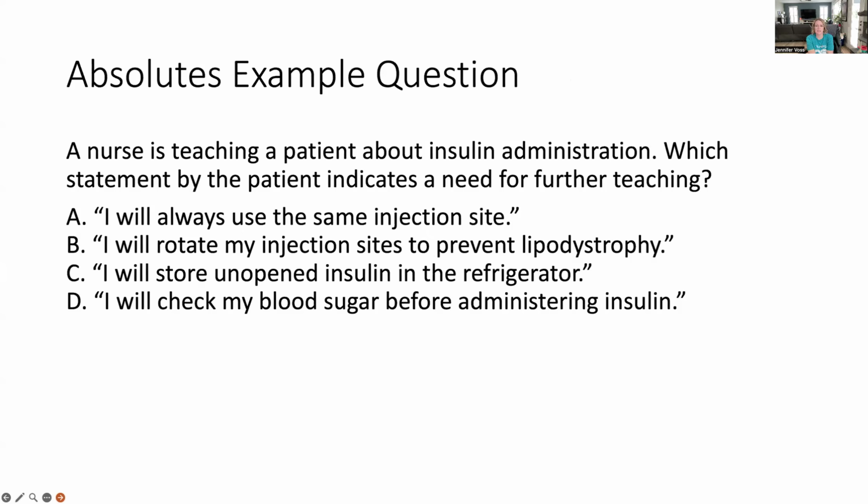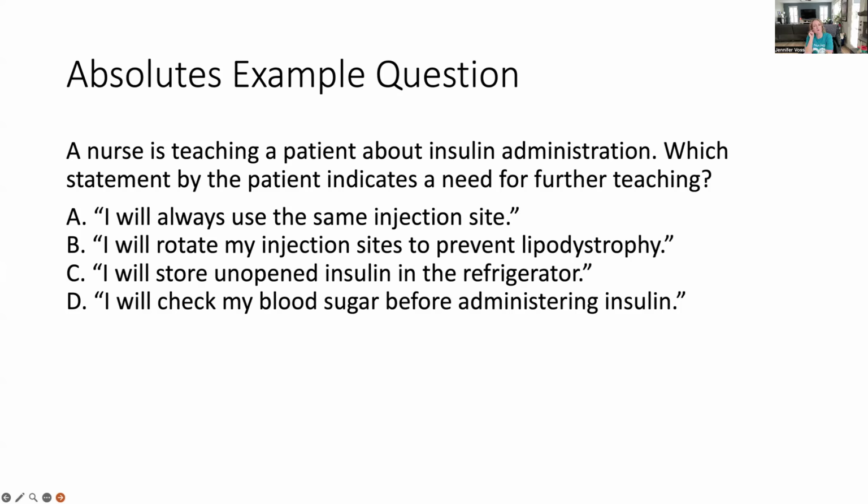A nurse is teaching a patient about insulin administration. Which statement by the patient indicates a need for further teaching? Ooh, so we have a negative polarity, right? Because we have "indicates a need for further teaching." So we are looking for a false statement. "I will always use the same injection site." Oh, well, we've got ourselves a pretty concrete word there with "always," right? But I'm looking for a false. So is that the right answer?